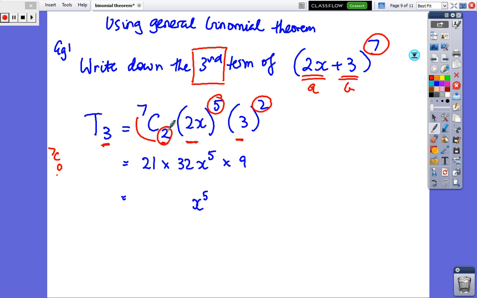Okay, so x to the power 5 is x to the power 5, 2 to the power 5 is 32, 3 squared is 9, 7C2 is 21, so the number at the front is 6,048 according to my calculator, so you can check that and see what you get. Okay, so copy that and move on.